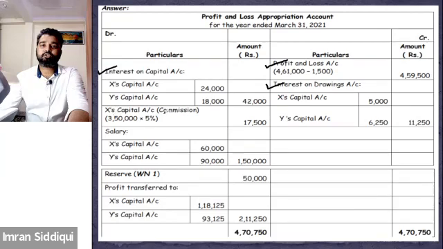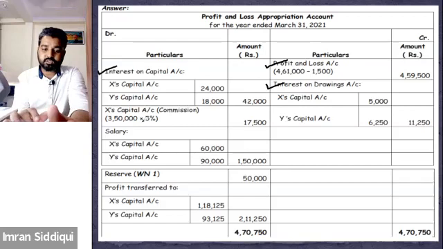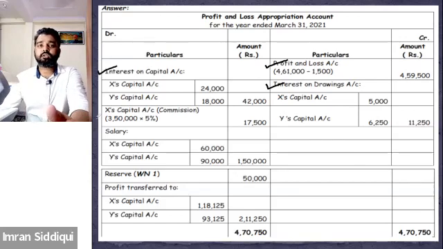And X will get a commission of 5%, right? So 3,50,000 into 5%. That means he must be getting a commission on the sales value, right? So total sales value is 3,50,000, and we are giving him a 5% commission. So 5% commission on 3,50,000 will be 17,500.